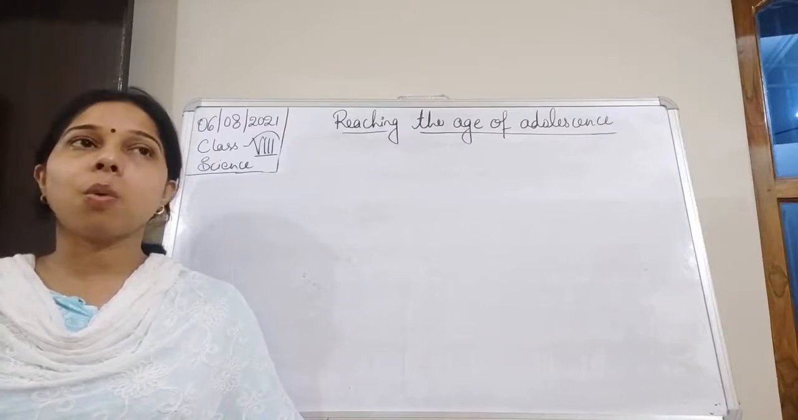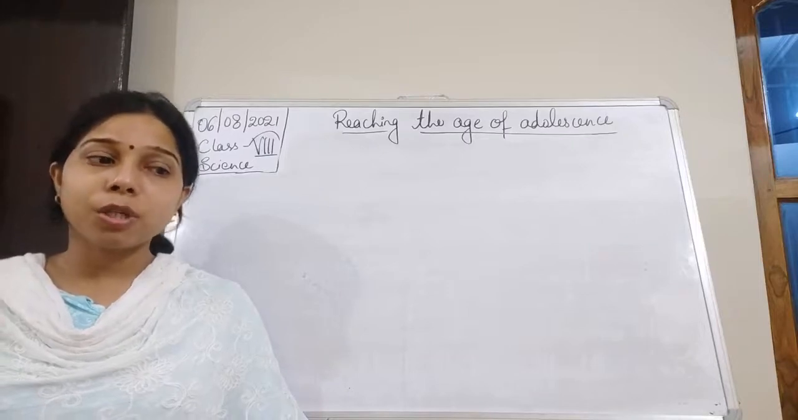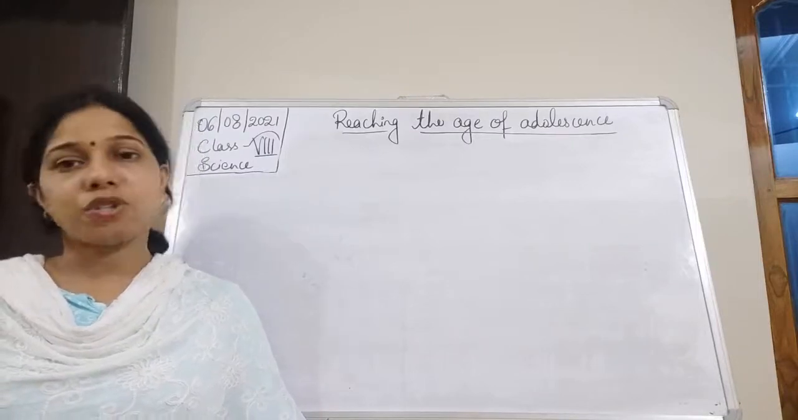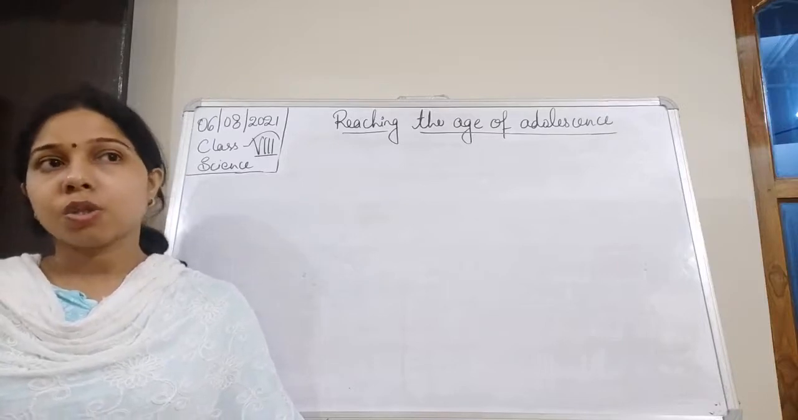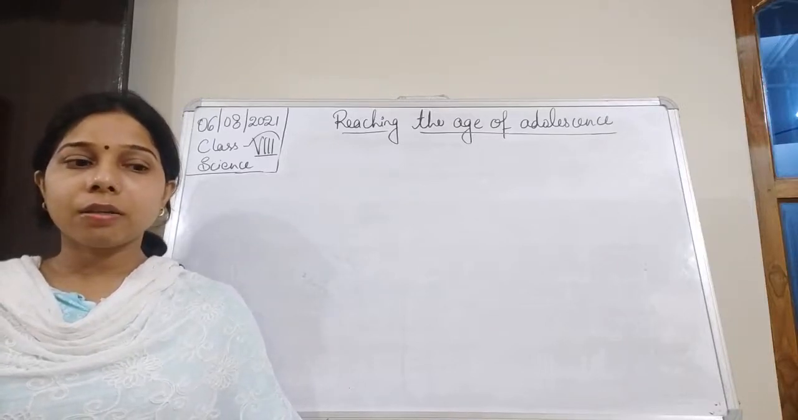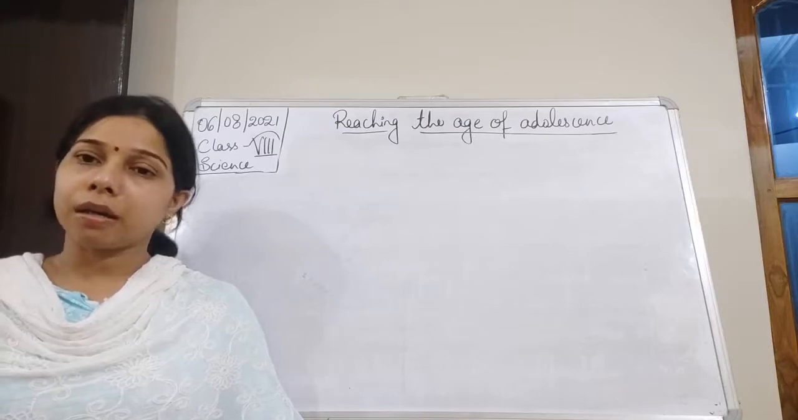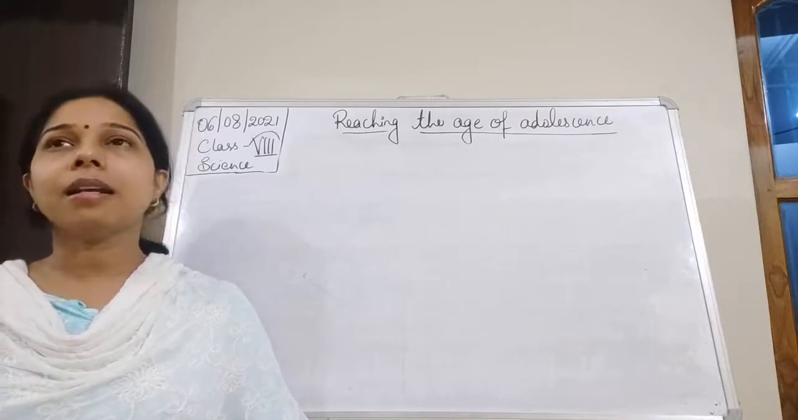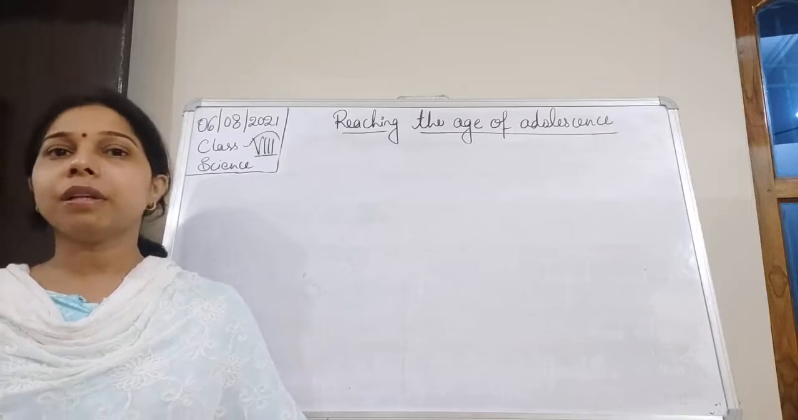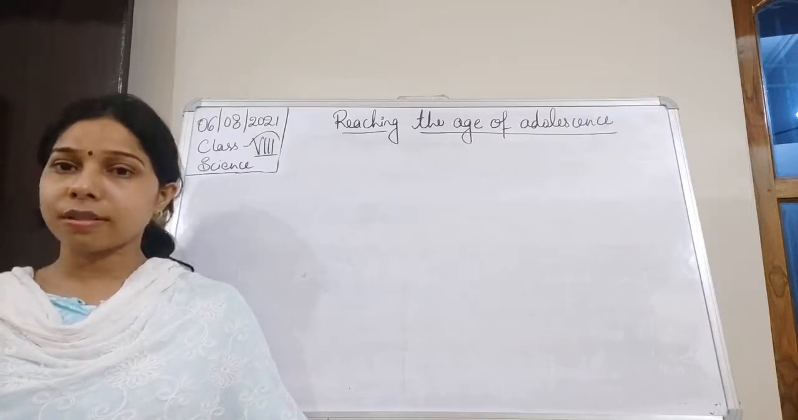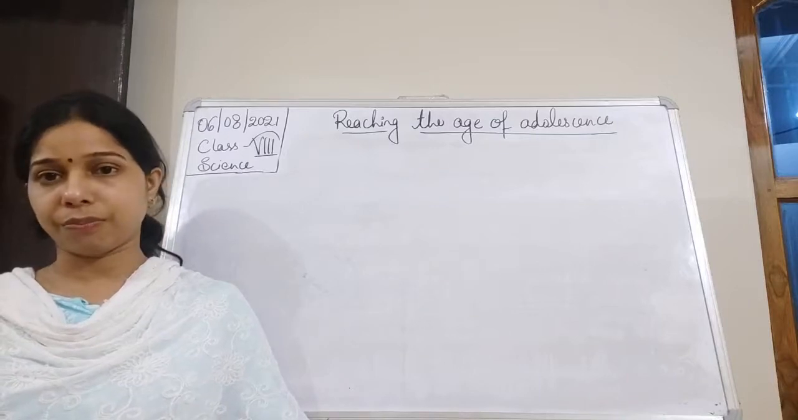Adolescence is basically what? It is the period between childhood and adulthood. This is the phase between adulthood and childhood. So we can say it is somewhere from 13 to 19 years, and since it comes in the teen years, that is why we also call adolescents teenagers.